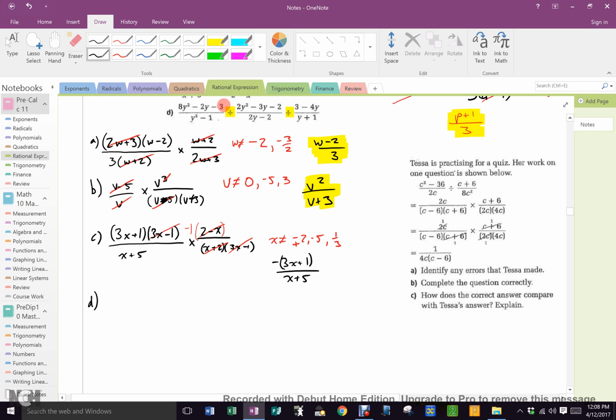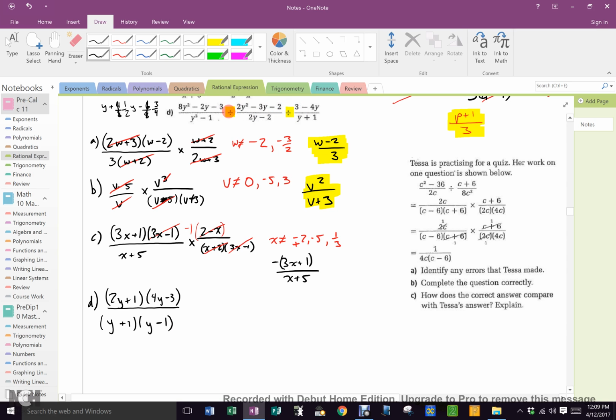So 8 times 3 is 24. So that's 6 and 4. So it's going to be y plus 4 over 8 and y minus 6 over 8, which I simplify to 1 half and I simplify to 3 fourths. So I end up with 2y plus 1 and 4y minus 3 over y plus 1, y minus 1.